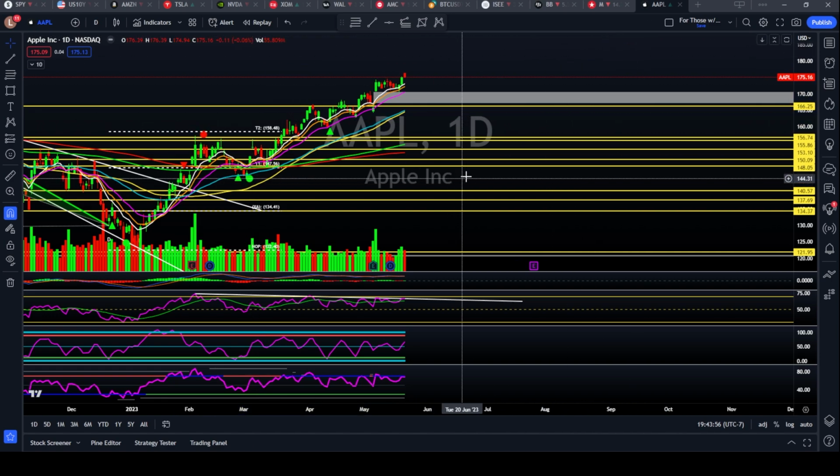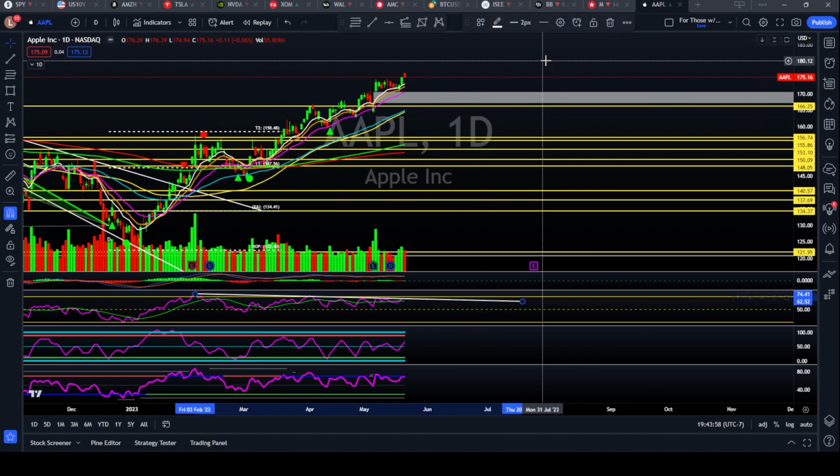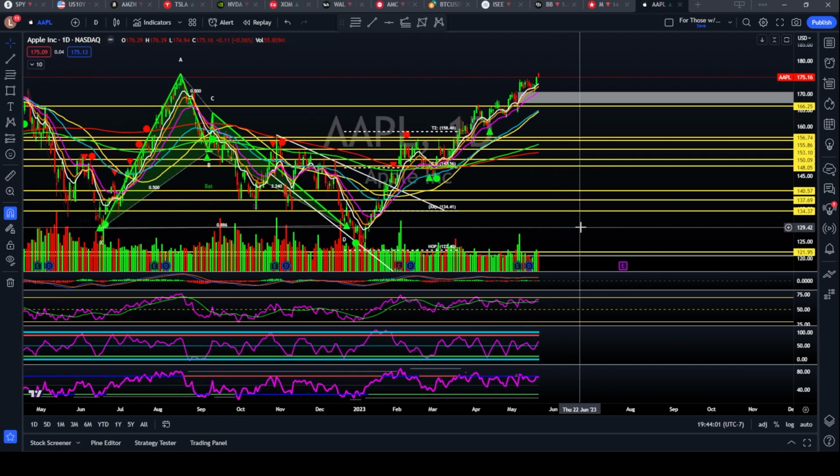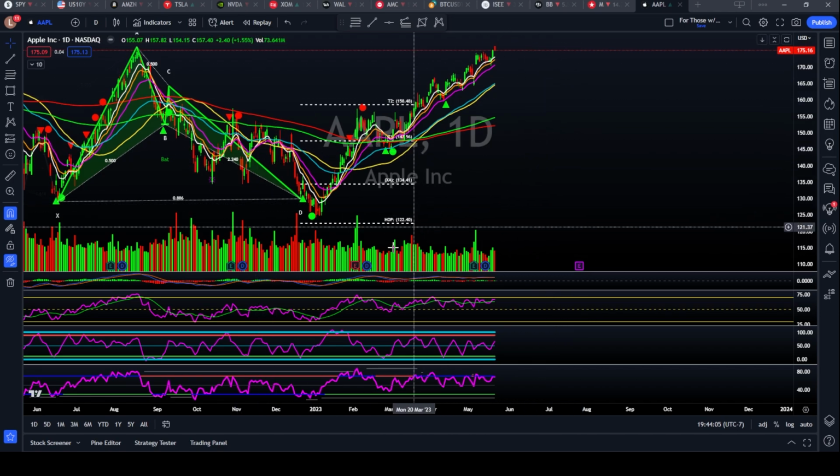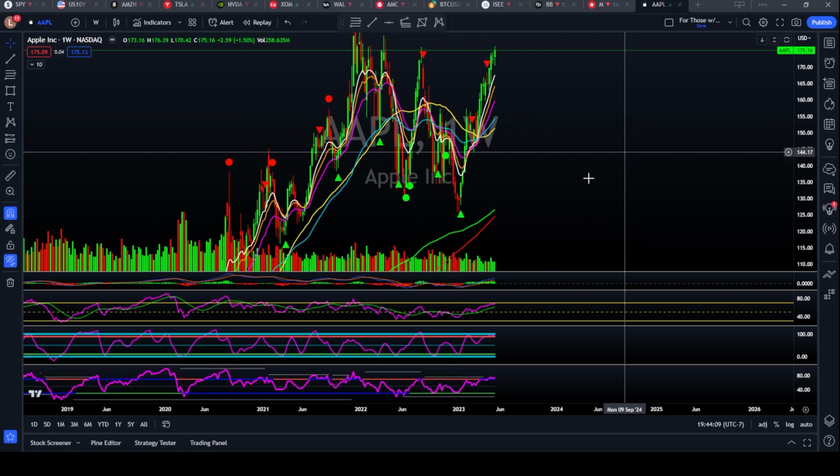So it's a little bit interesting with Apple here to see if this is going to be continuation to the downside. You're a bit overextended. RSI divergences, bearish RSI divergences everywhere. So you jump over to the weekly here.